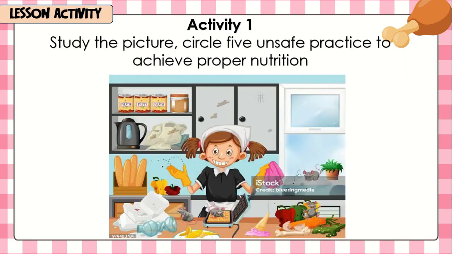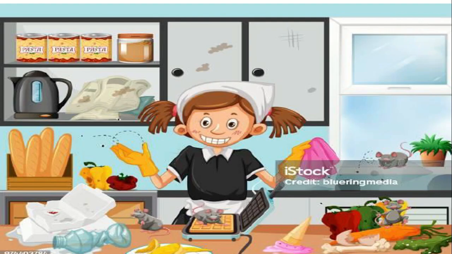For the activity 1, study the picture. Circle 5 unsafe practice to achieve proper nutrition. Here are some of the unsafe practices indicated in the illustration.